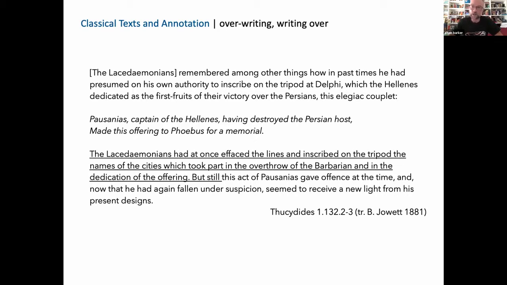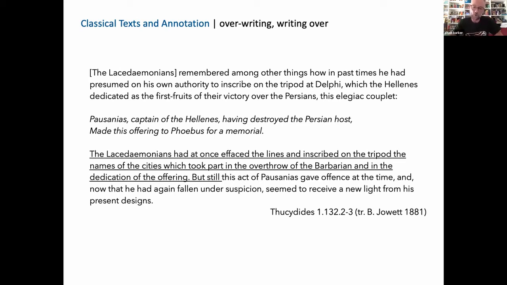So this is a striking example of annotation, I think. A particular kind of annotation. The Spartans erase, they write over an inscription dedicated to Pausanias, as they want to make more of an emphasis on the community involvement, all of the Greeks involved in the repulse of the Persians. At the same time, Thucydides' text preserves the original inscription, a source of continuing mistrust of Pausanias, that but still. So Thucydides' text has it both ways, to have the annotation and the original text. So through this double act of erasure and preservation, his text goes some way towards fulfilling its promise to be something useful for all time.